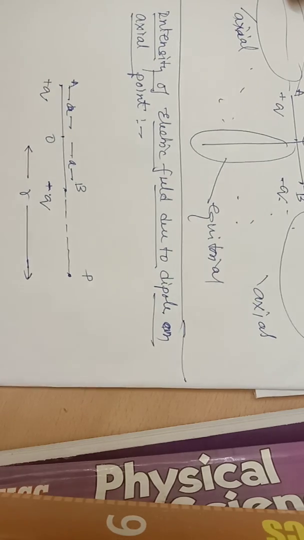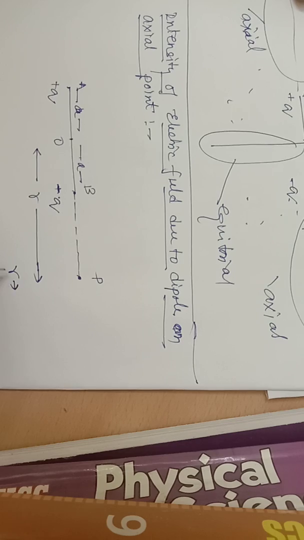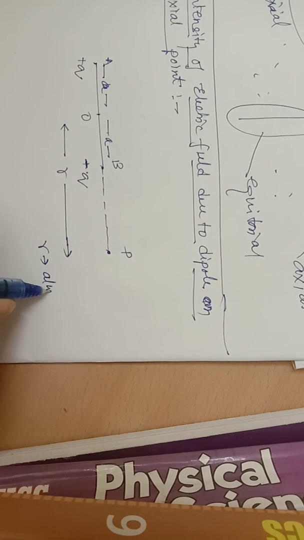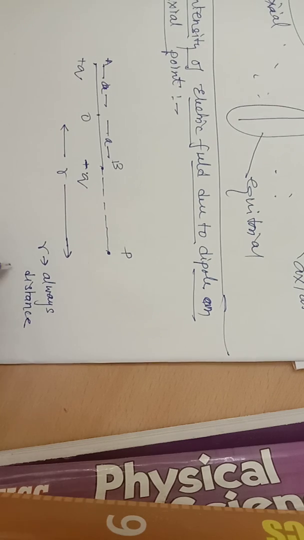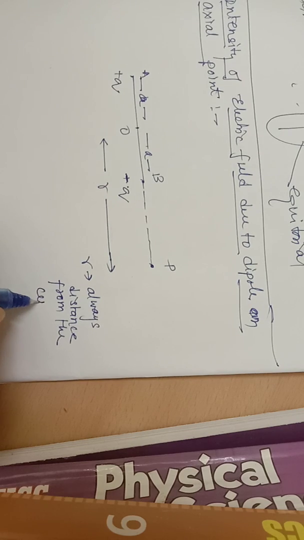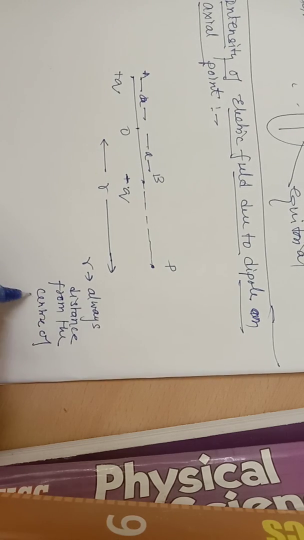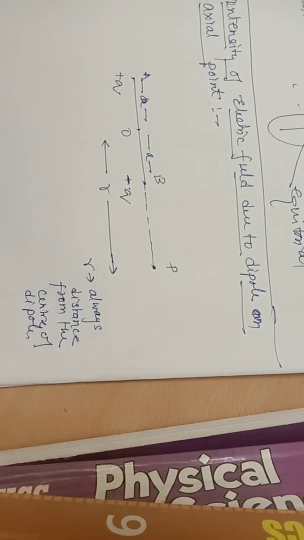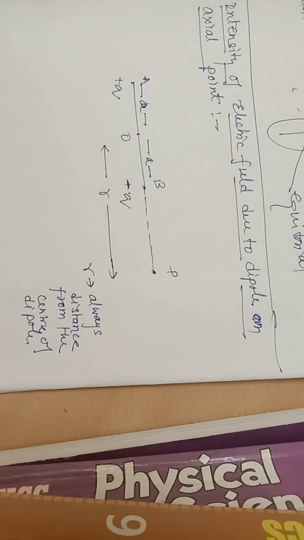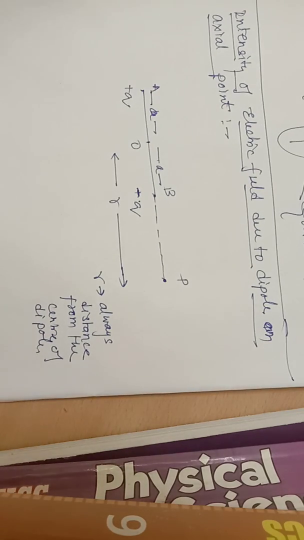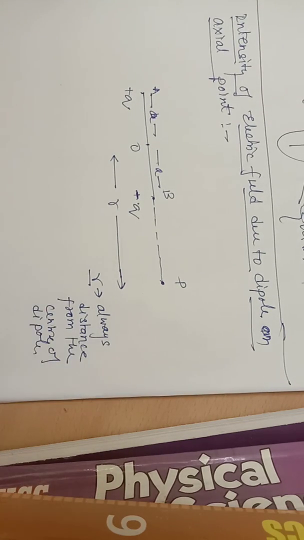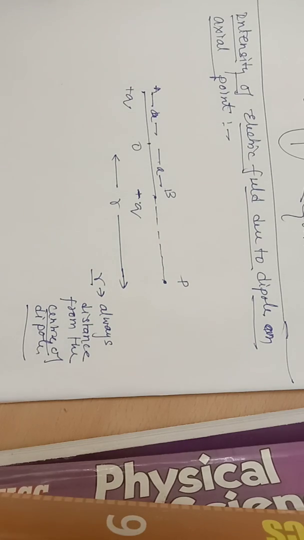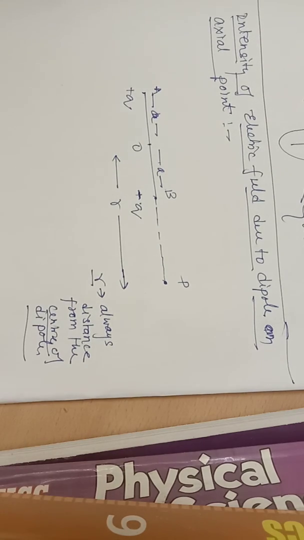Keep in mind that this r is always the distance from the center of the dipole. Always, in any case, whether in the axial case, the equatorial case, or an arbitrary case, this distance would be from the center of the dipole. Now we are talking about this.